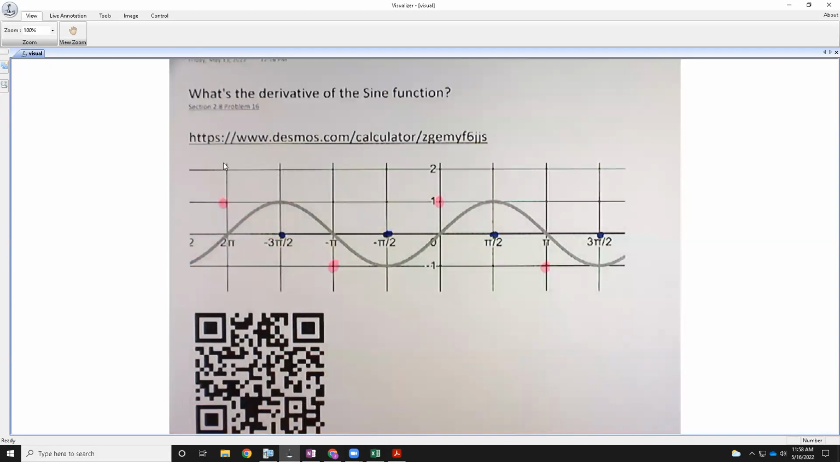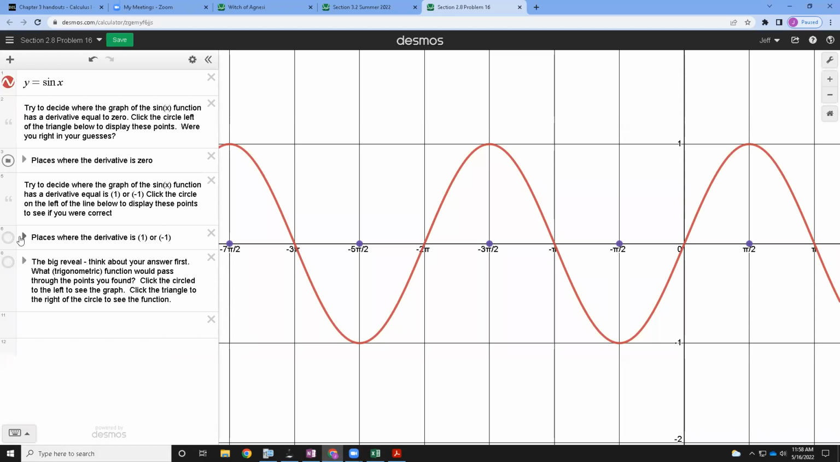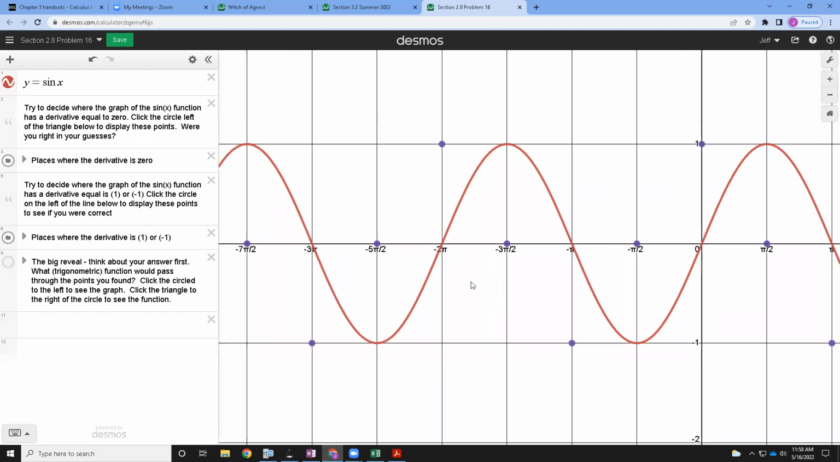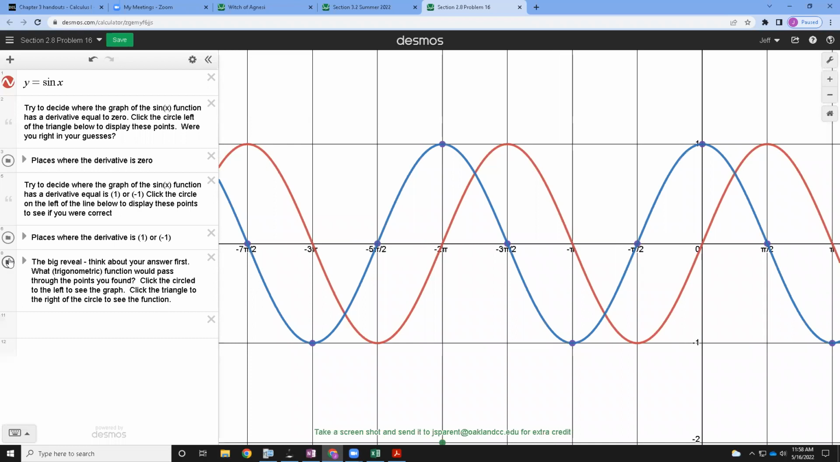Now that's starting to trace out a function. So let me fill those in over here. Places where the derivative is 1 or negative 1 is going to look like that. And if you're trying to figure out what that function looks like in between, then we can click this last button here. So you get that blue graph. Does anyone recognize that blue graph? Yeah, that blue graph is going to be your cosine function.